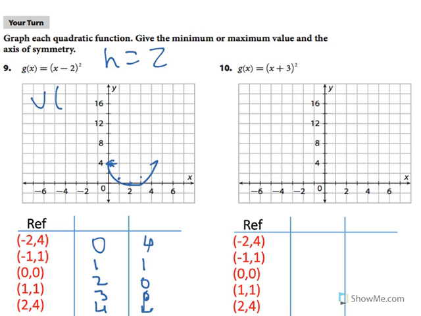So your vertex is 2, 0. So the maximum is at 2, and your axis of symmetry x. My mistake. The maximum is at 0. Axis of symmetry is 2. Right, and for number 10, h is -3.